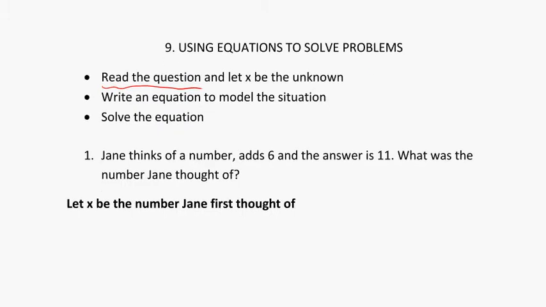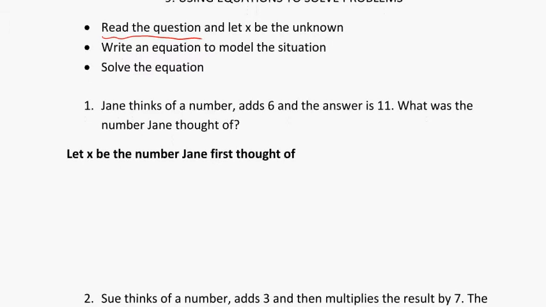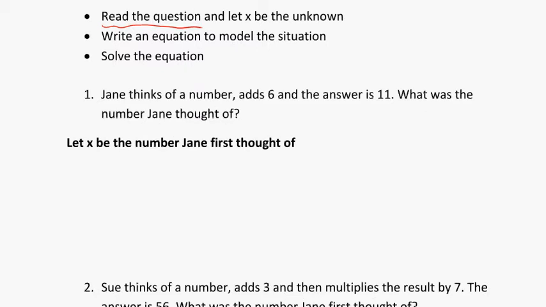Jane thinks of a number, adds 6, and the answer is 11. What was the number Jane thought of? Okay, so you've read the question. Now go have a look and see what you have to find out. And what we have to find out is the number Jane thought of. So we are going to say let x be the number Jane first thought of, because we have to assign an x or a letter to the value in order to write the equation.